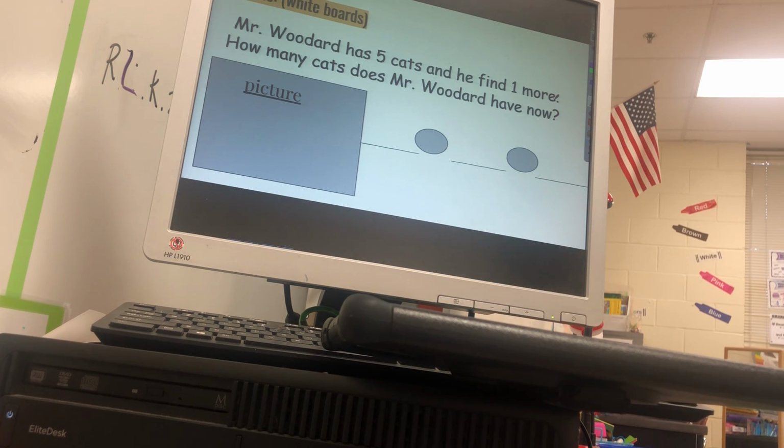All right, here we go. So, Mr. Woodard has 5 cats. So I know I need to draw 5 cats. Ms. Moore is not a good cat drawer, so she's going to use her mouse to draw circles. Mr. Woodard has 5 cats. He finds one more. Your picture should look similar to the one above.